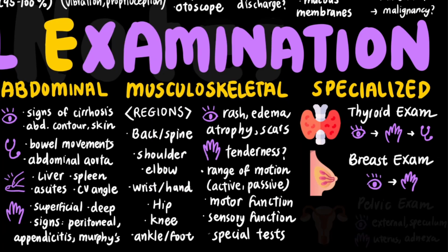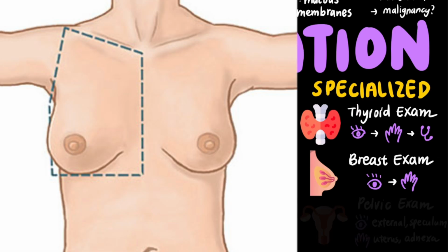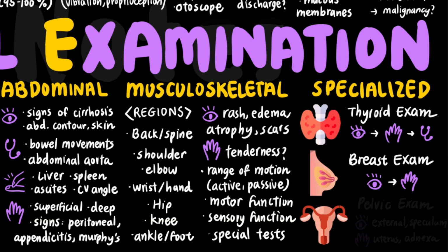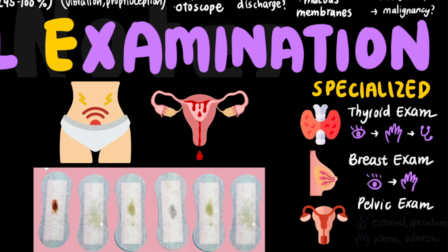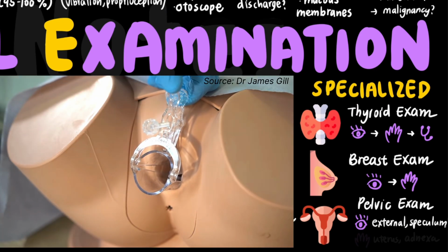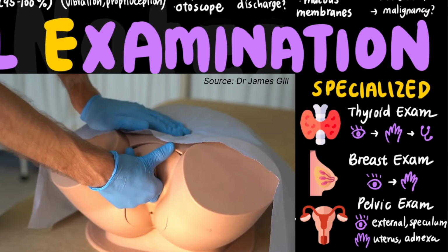The breast exam is indicated in breast pain, lumps, nipple discharge, or as part of cancer screening. It involves inspection for asymmetry, skin or nipple changes, and palpation of the entire breast tissue and regional lymph nodes for any masses or tenderness. The pelvic exam is performed in women with pelvic pain, abnormal bleeding, discharge, or as part of routine gynecological screening. It includes inspection of the external genitalia, speculum examination of the cervix and vaginal walls, and bimanual palpation to assess the uterus and adnexa.